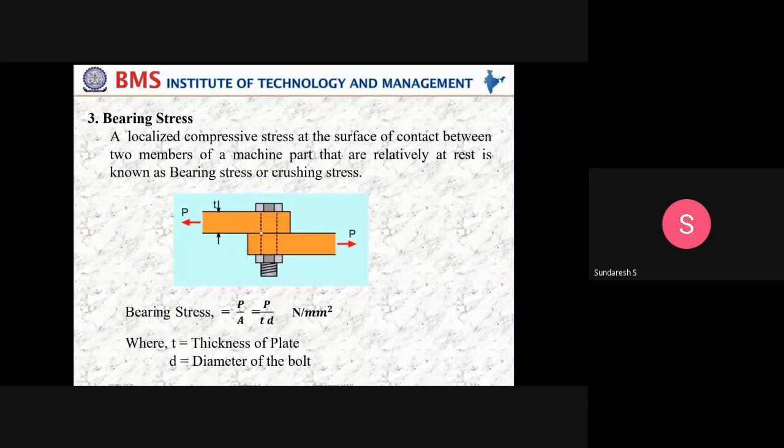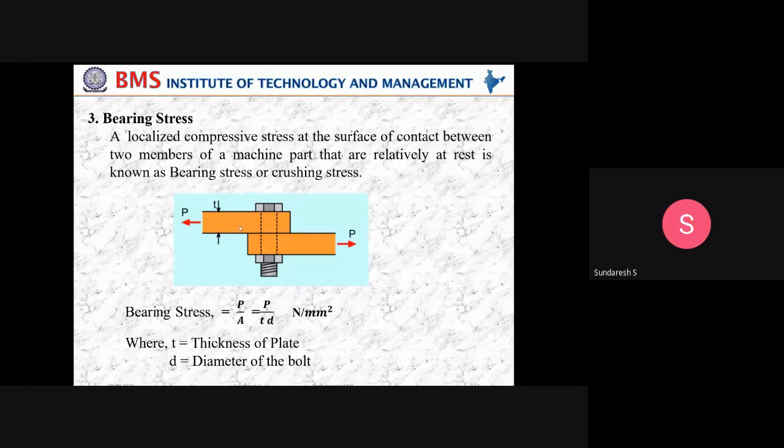Okay, so two plates are there. When you apply a force in this direction, the bolt will be displaced. The bolt will be moved along the plates only, so it will behave under a bearing stress. The metallic bolt will behave as if it is under shearing stress, right?